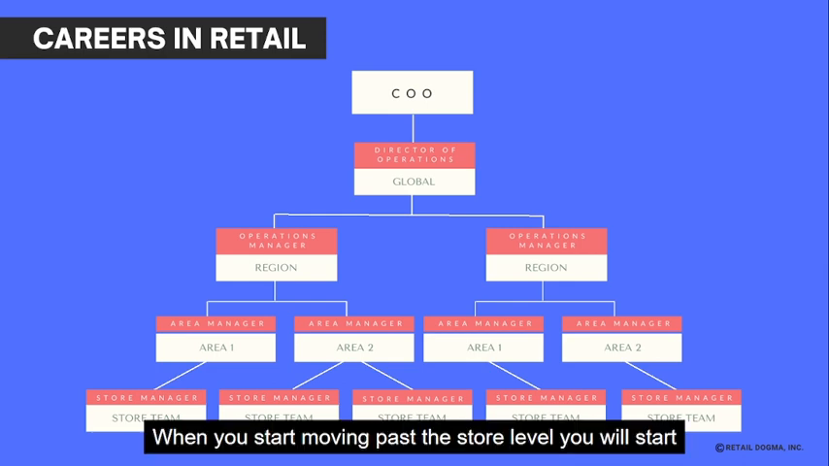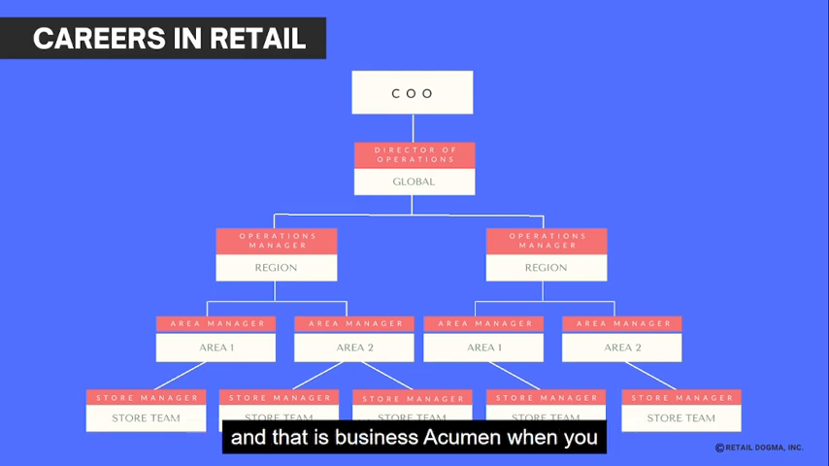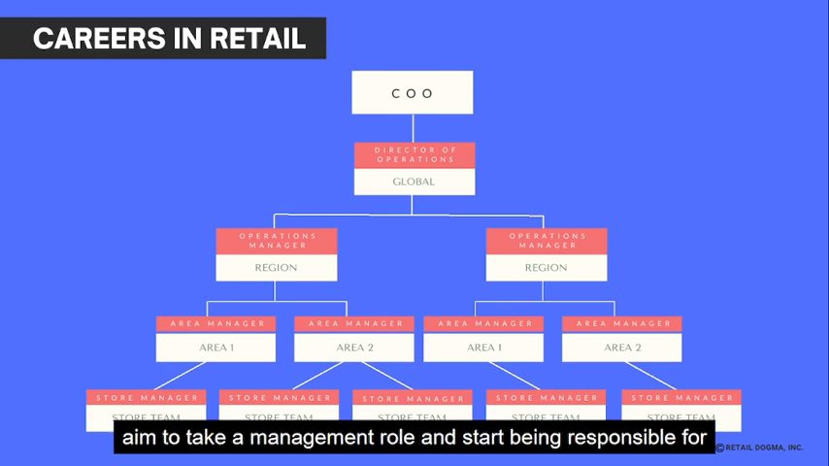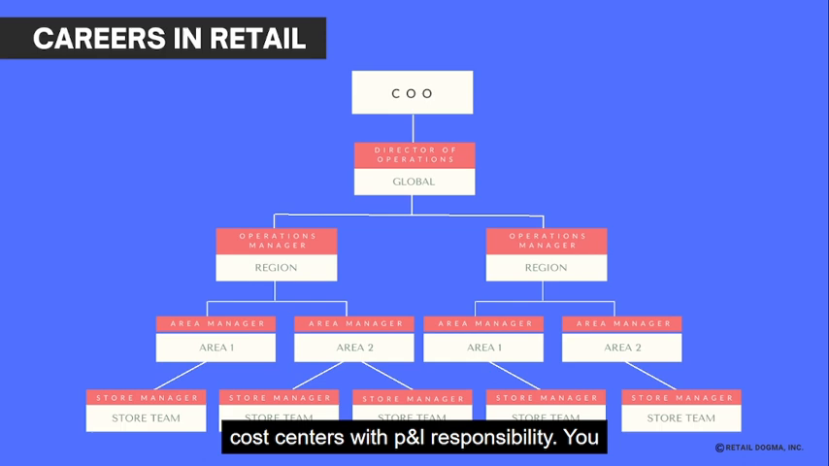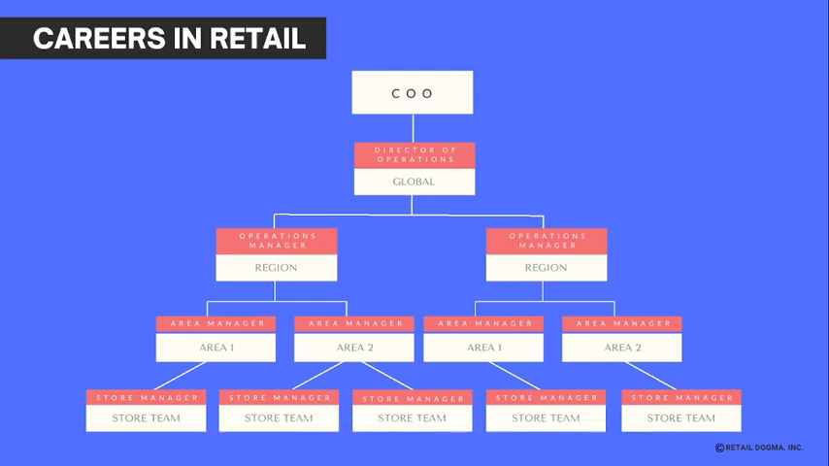When you start moving past the store level, you will start to need other types of skills in addition to leadership, and that is business acumen. When you aim to take a management role and start being responsible for cost centers with P&L responsibility, you will need to understand business, because now you will start to be a business manager rather than just a team leader managing operational tasks on a daily basis.